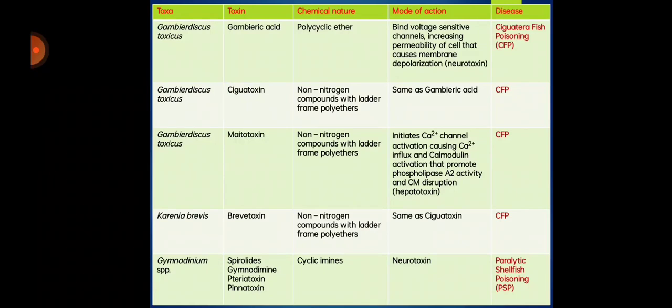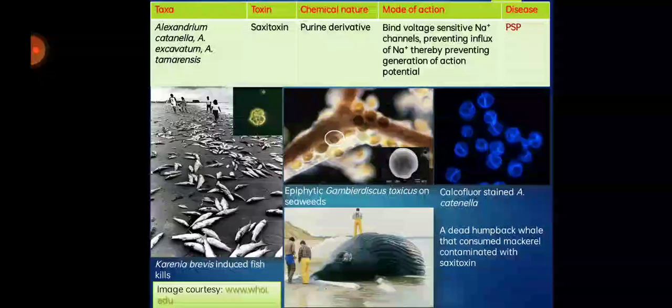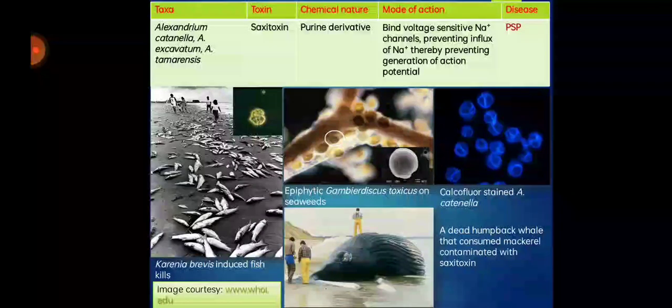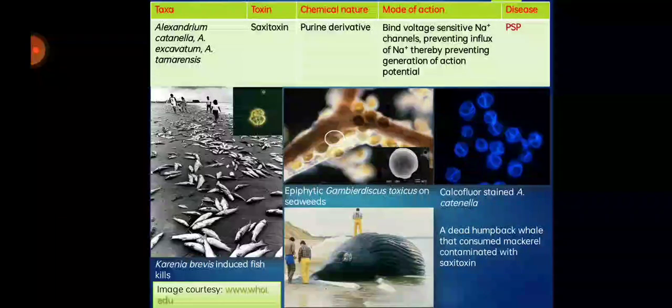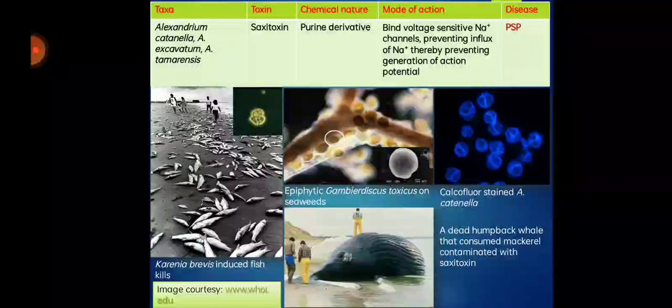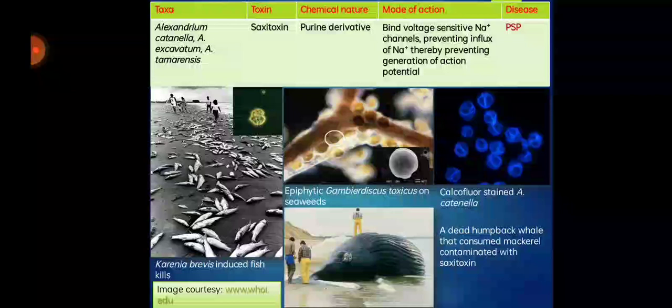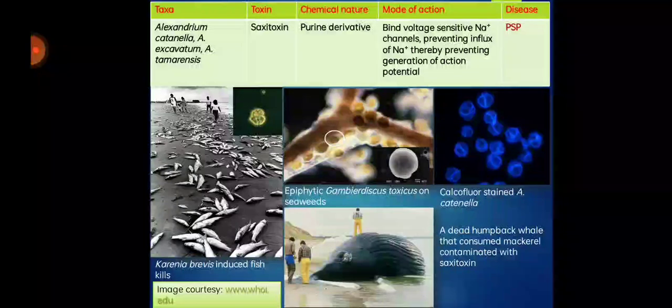So here are some images. As we can see, this nuisance dinoflagellate called Karenia brevis produces different lethal toxins, and when they are consumed by the fish, it causes huge fish kills. So fish kills can be due to hypoxia as well as these neurotoxins. Then there is another taxon called Gambierdiscus toxicus. This Gambierdiscus toxicus forms different kinds of cysts, and they remain attached to the kelp forest or to macroscopic algae like Ascophyllum.